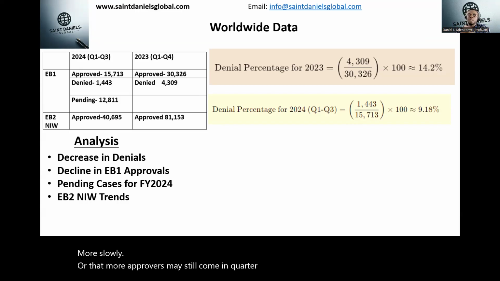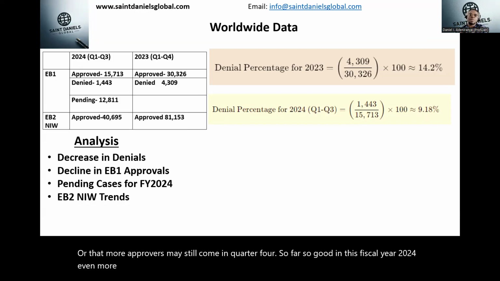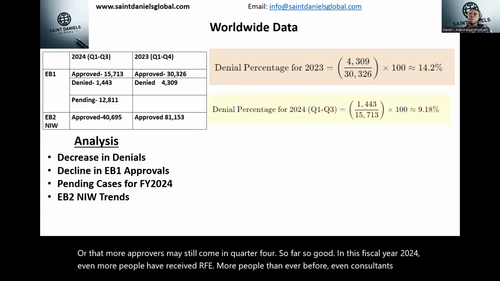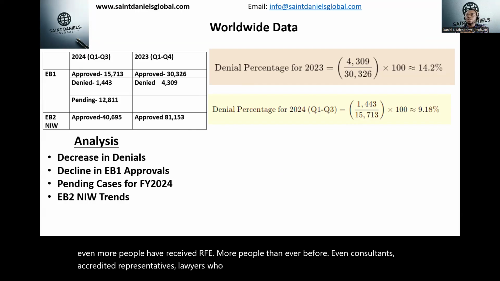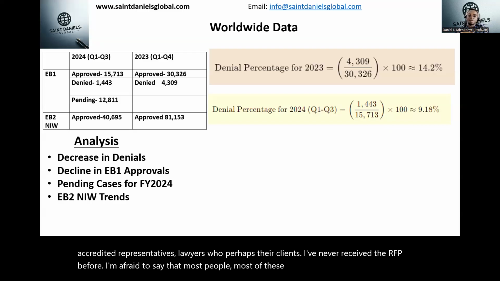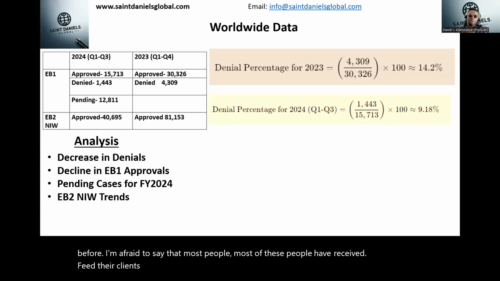So far, so good in this fiscal year 2024. Even more people have received RFEs, more people than ever before. Even consultants, accredited representatives, and lawyers whose clients have perhaps never received an RFE before. I'm afraid to say that most of these people have received RFEs, their clients, so to say, have received RFEs.